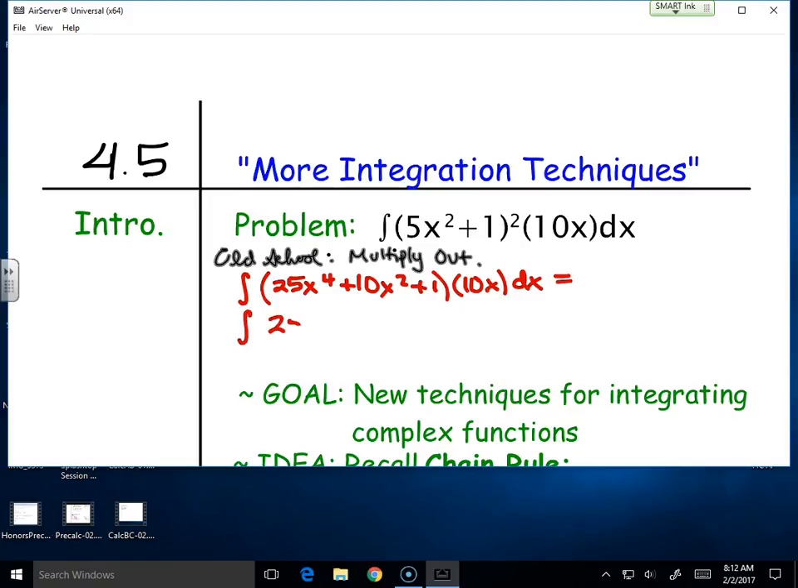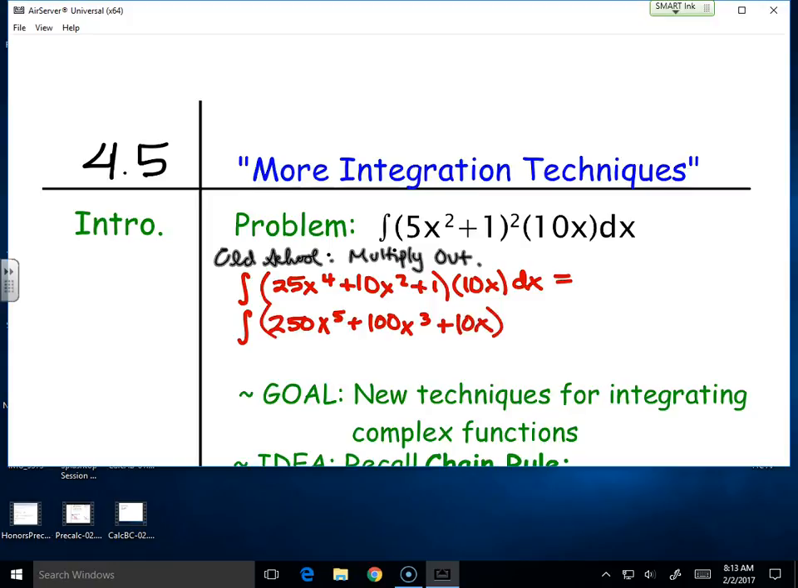You got 250 x to the fourth plus 100 x squared. Wait, x to the fifth. Ooh, nice, because I multiplied by x as well. Good catch. x to the fifth plus 100 x cubed plus 10x.